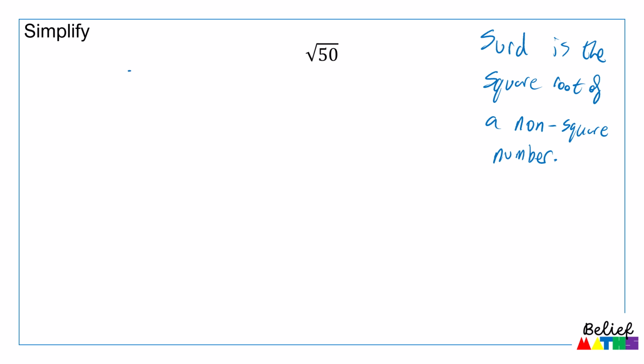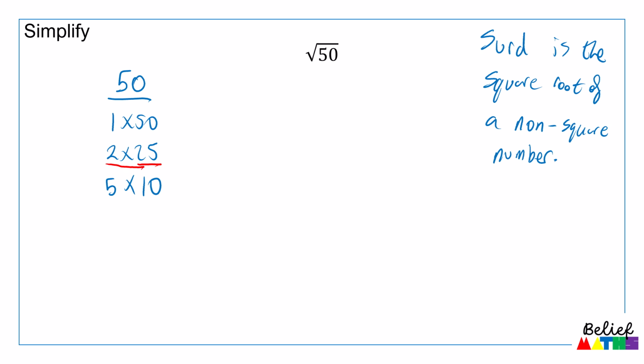Now to simplify a surd, what we want to do is look at the factors of that number. So the factors of 50 are 1 times 50, 2 times 25, 4 doesn't work, and then we've got 5 times 10, and that's all of our factors. Now what we want to do is identify the largest square number in here. So in this case it's 25, so this is the pair we're going to use.